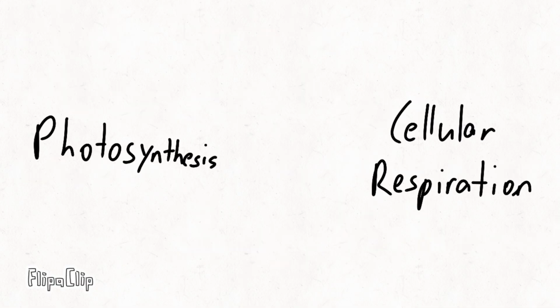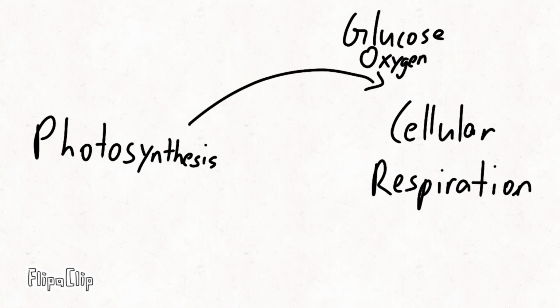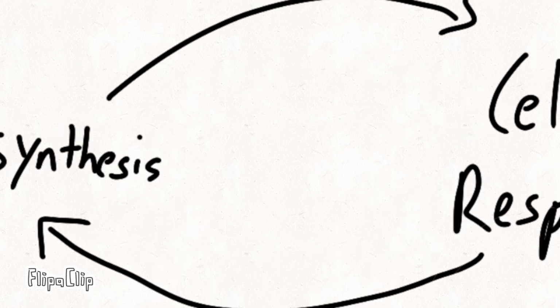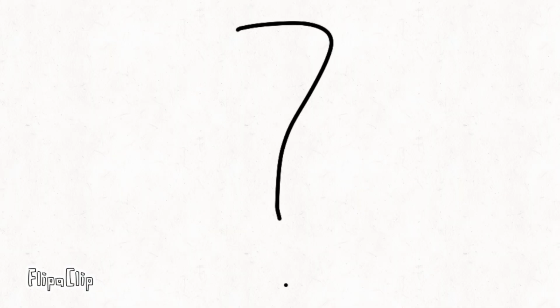These processes are very connected and almost dependent on each other. From photosynthesis to cellular respiration, there's the transfer of glucose and oxygen, and vice versa, there's the transfer of carbon dioxide and water. This means that if one of them stops working, the other one is likely to as well. So, what did we learn?